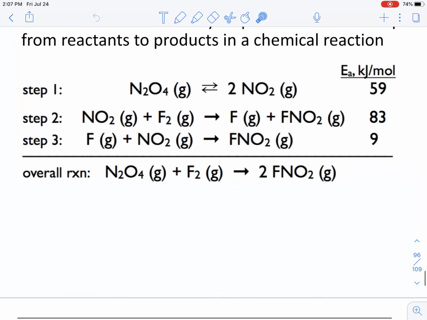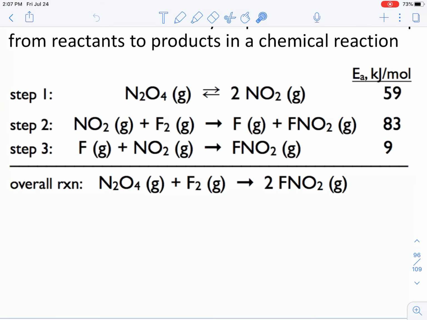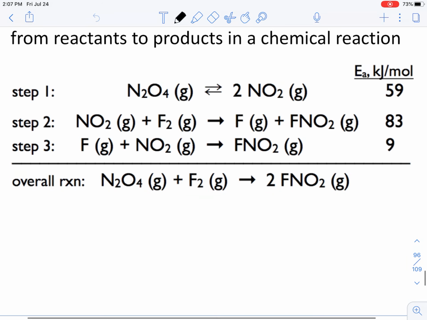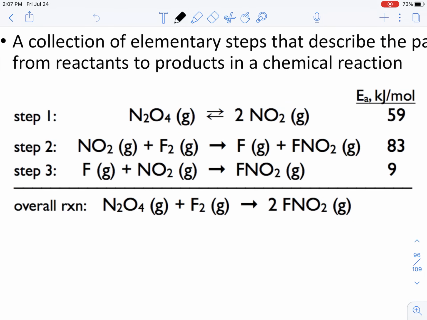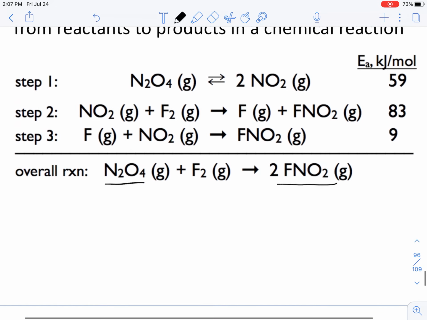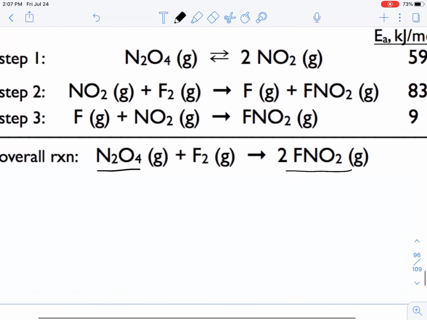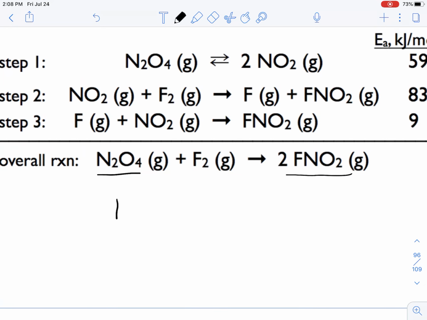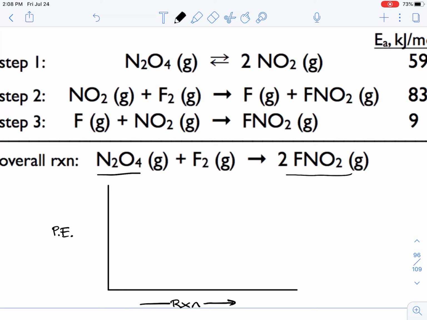And so for this very specific example, we can actually sketch a potential energy diagram that describes the conversion of dinitrogen tetroxide into the final product. When you guys are drawing these potential energy diagrams for reaction mechanisms, let me go ahead and draw a straight line here. The axes are going to be very specific. Here we have potential energy on the y-axis, so I denote that as PE, and the progress of the reaction is described on the x-axis.